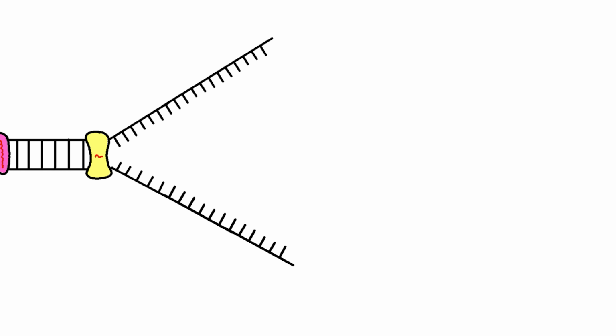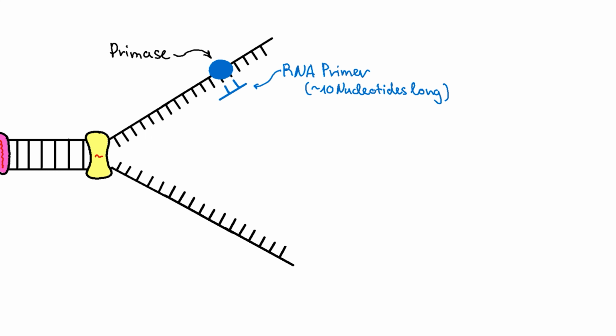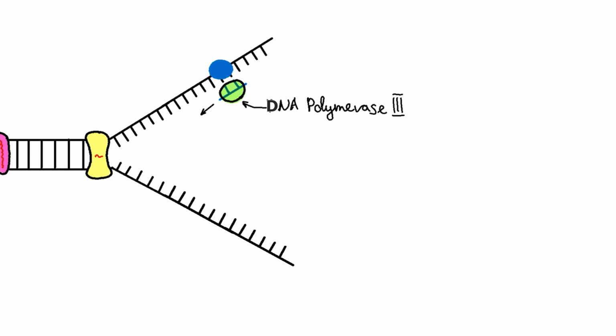Of course, we first need a starting point, so another enzyme called primase synthesizes a short RNA sequence called the RNA primer that serves as a starting point. Then, DNA polymerase III binds to the primer and begins synthesizing a new complementary strand by adding nucleotides to the 3' end of the strand that was initiated by the primer.